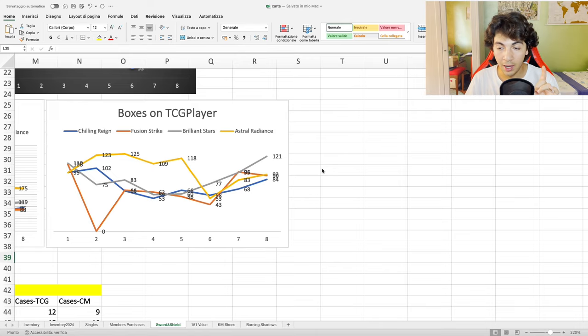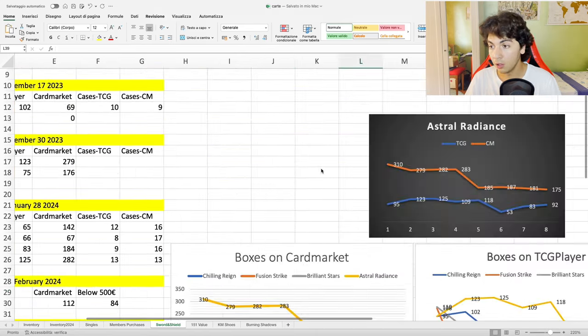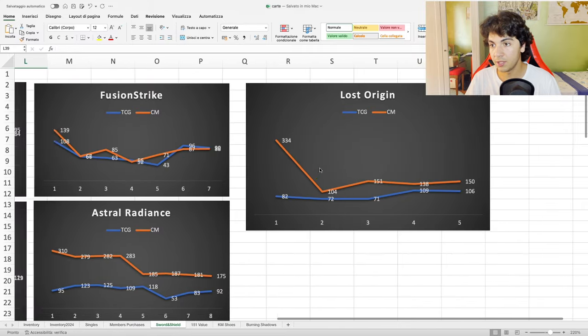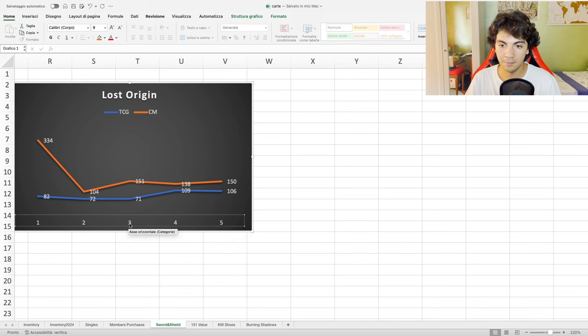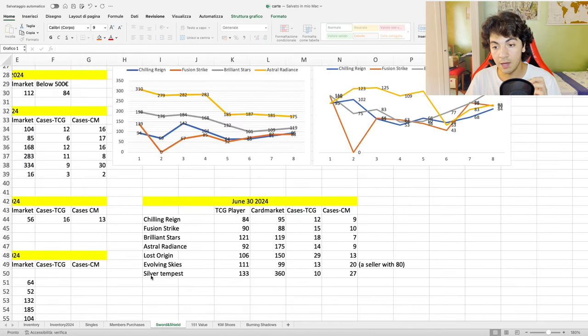Now, before I tell you what I think, we also have, as you can see here, Lost Orange data. So TCG Player in blue, Cardmarket in orange. That's what's been happening over time. And as you can see here, same thing. This is July, June, May, and April. From April onwards, boxes have been moving higher. How come? And last but not least, I don't have Silver Tempest plotted yet, nor Evolving Skies.